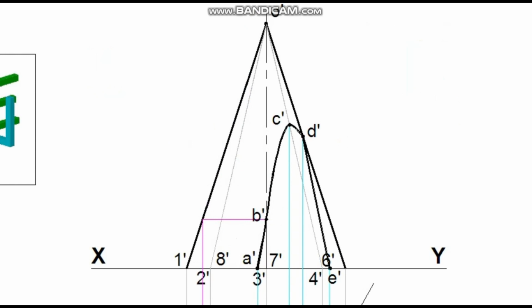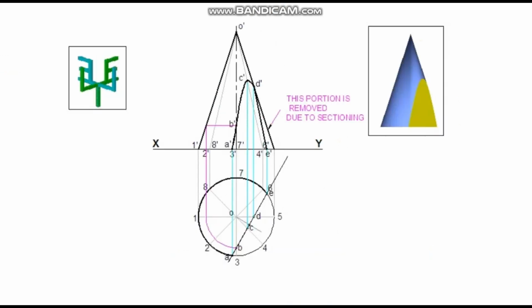The portion which is removed after sectioning should not be dark. Draw sectional lines in the closed region. This is the surface where the cutting plane cuts the cone.